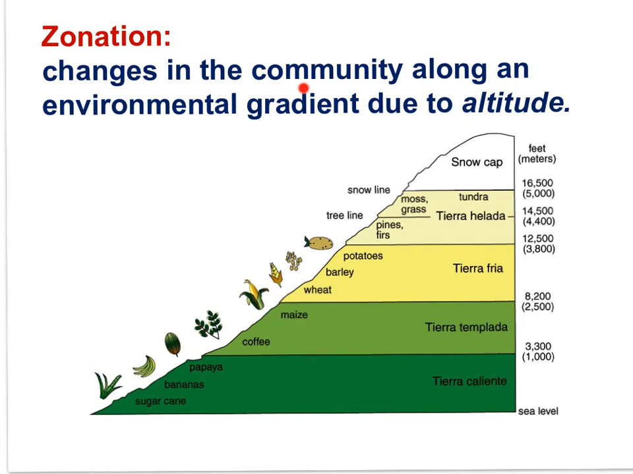Zonation, change in the community along an environmental gradient due to altitude. Altitude means changing elevation with respect to sea, meters above sea level. Most often, regions near to the sea level are warm and wet, while higher elevations are cold with water held as ice. At lower elevations, subtropical forests can exist, while near the mountaintop, tundra exists. A change in the community across space. Zonation refers to changes in the community along an environmental gradient, such as altitude.